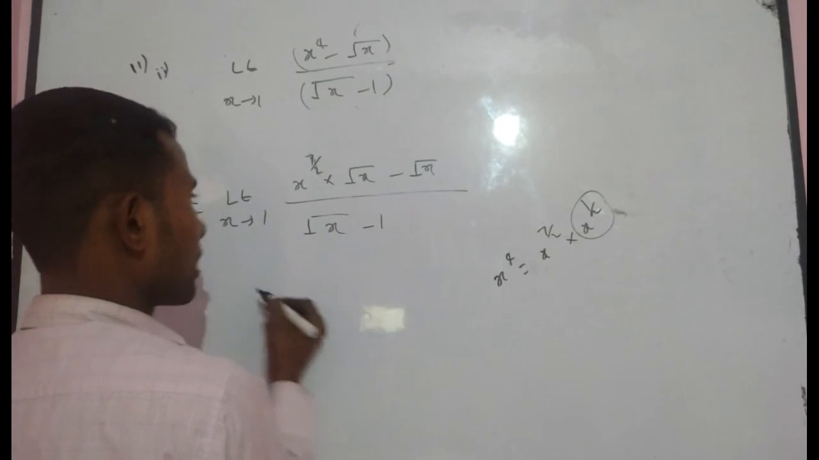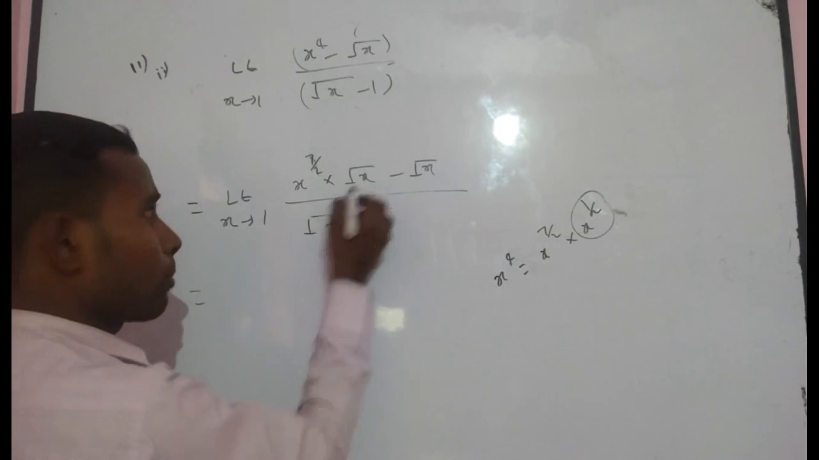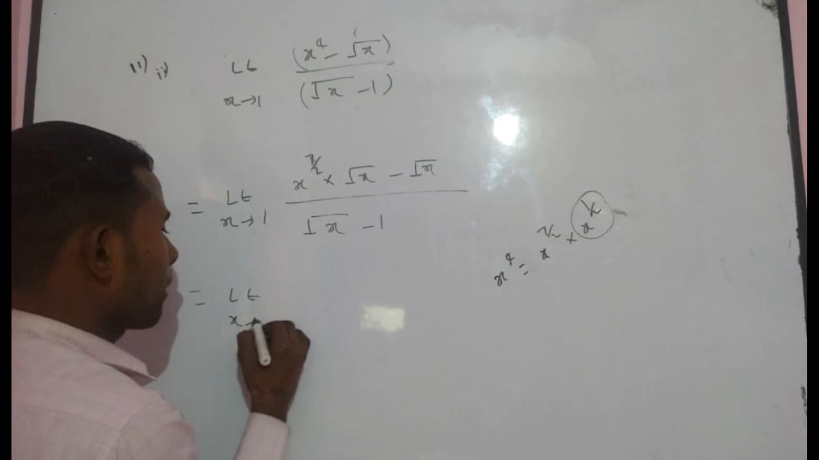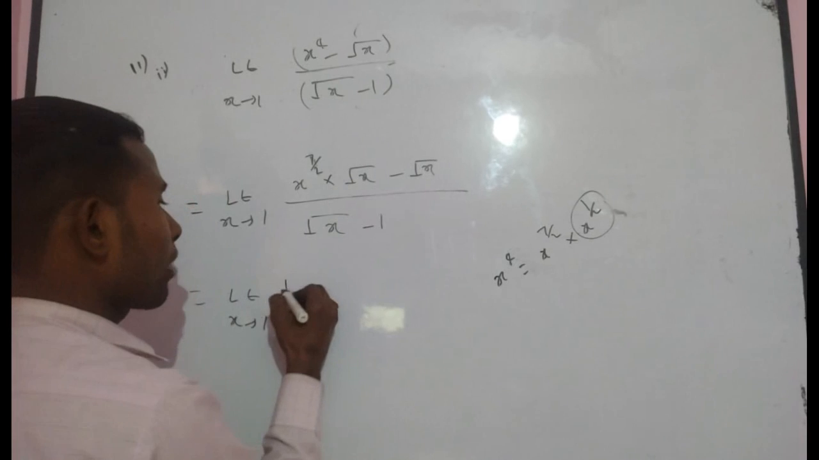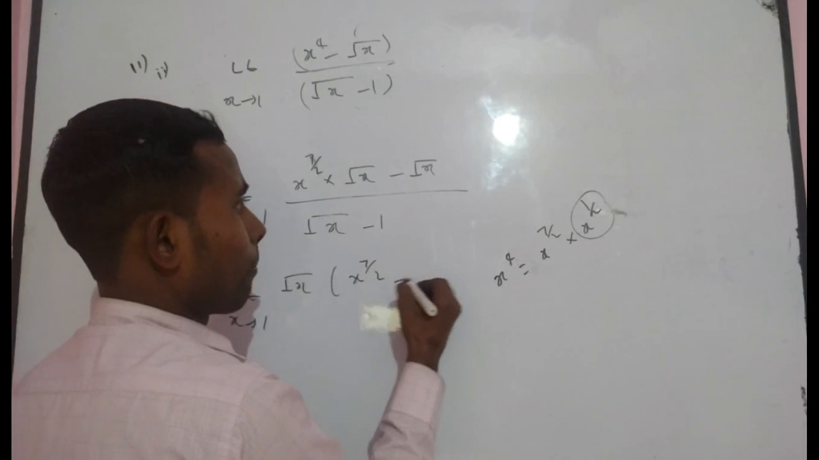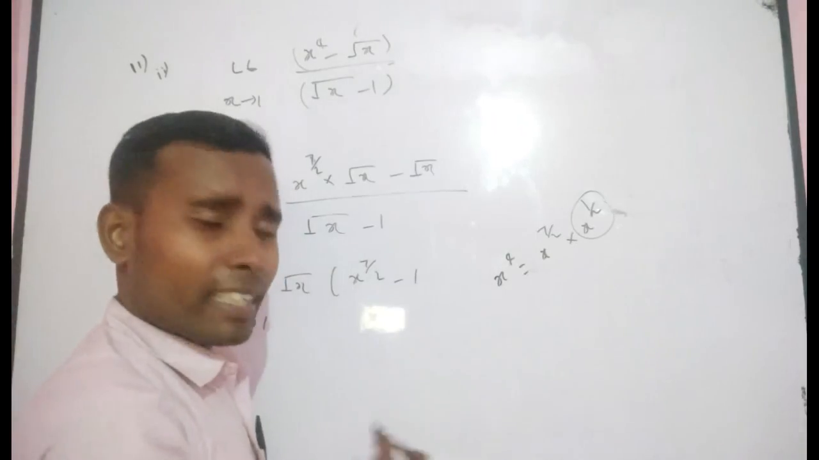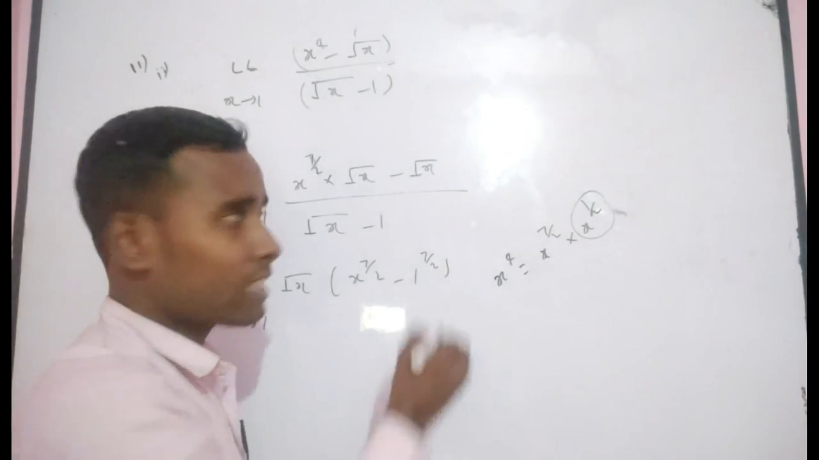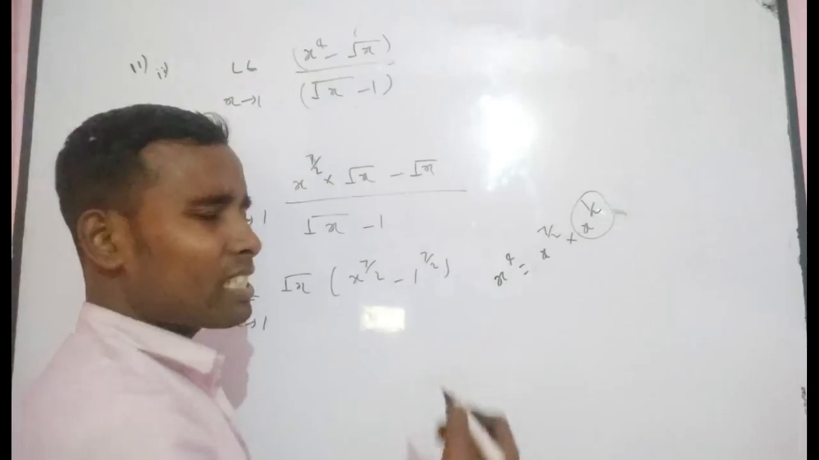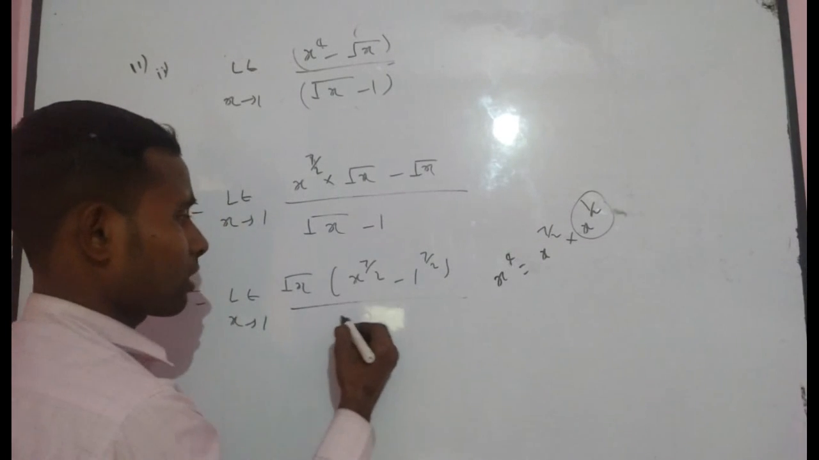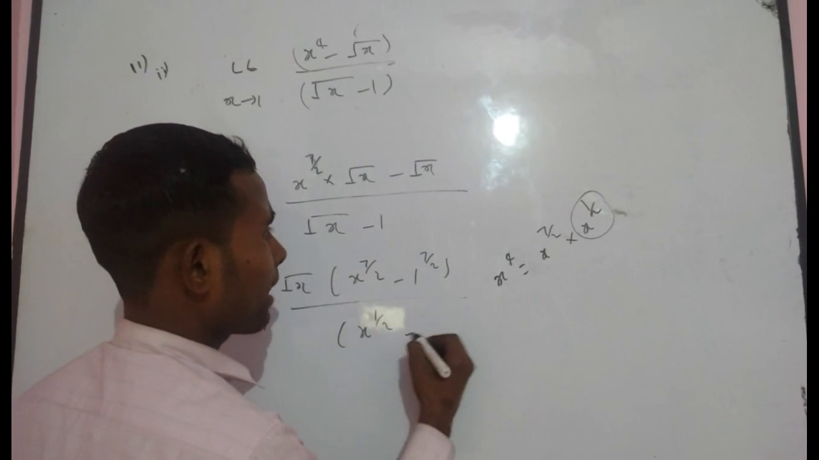I think you understand my matter. Now you have to take common root under x from above. If you take common root under x, then you can write root under x into x to the power 7 by 2 minus 1. Here you get 1, which you can write as 1 to the power 7 by 2, after taking common root under x in both terms. In the denominator you get root under x minus 1, that means x to the power 1 upon 2 minus 1 to the power 1 upon 2.